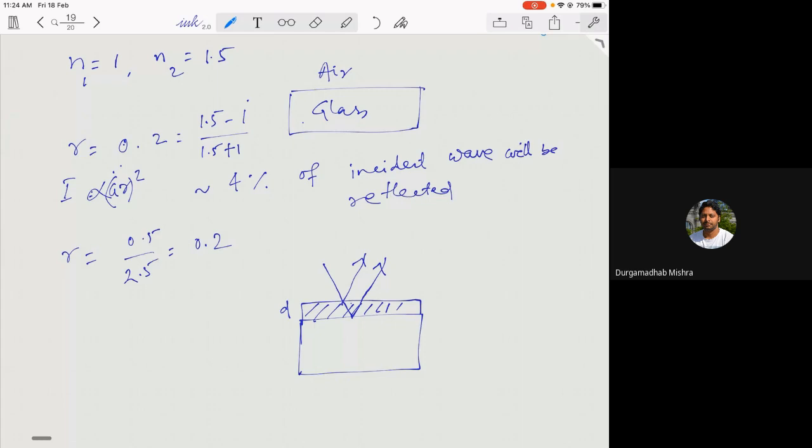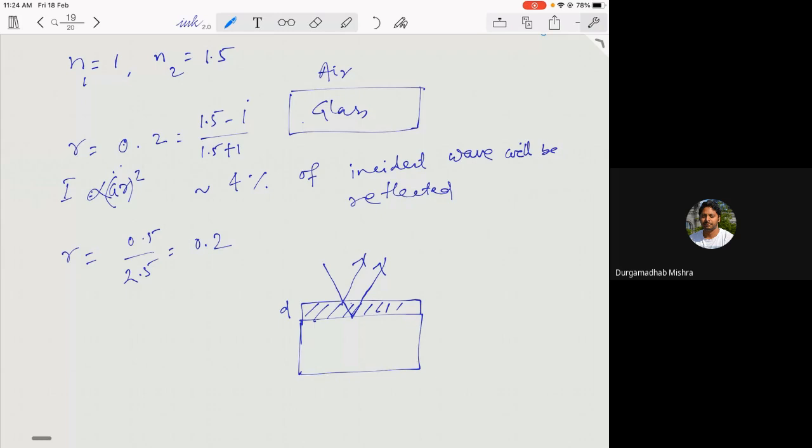So now I want the thickness such that these two beams, these two waves, will interfere destructively. If that is the case, then I can reduce the reflection, because the waves that come out will interfere destructively. So I will not see any reflection, and most of it will be transmitted.